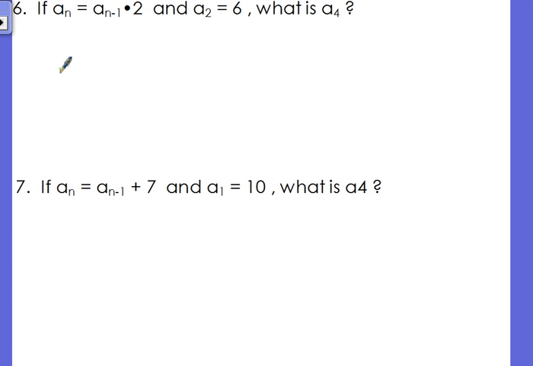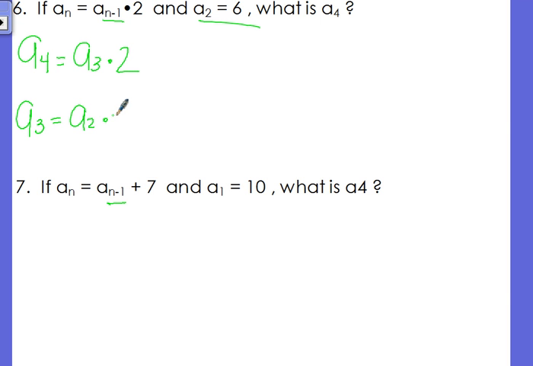These are, again, recursive because it has this. This here basically is telling you it's the term before. So for example, if I want to find the fourth term, which is what they're asking me to find, then I would need to know the fourth minus 1, so the third term, and then multiply it by 2. But I don't know the third term, I only know the second term. So to find the third term, I could use the second term times 2.